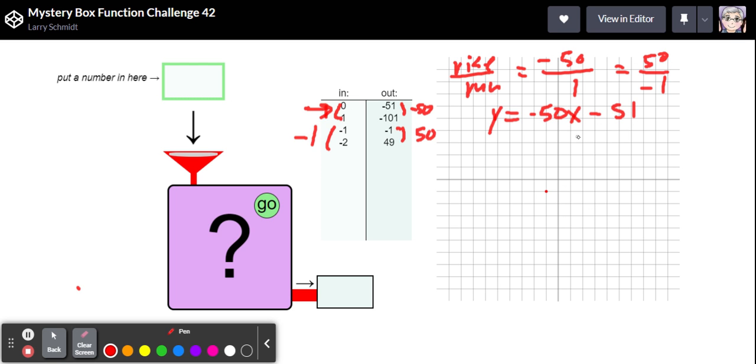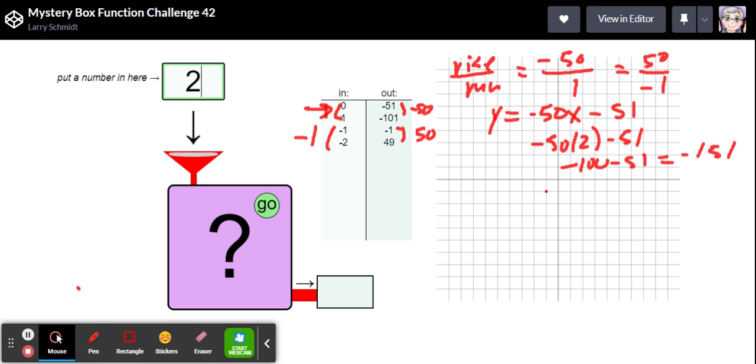I'd like to just test this with another point. So what would I get if, say, I put in 2? I would get negative 50 times 2 minus 51. So that's negative 100 minus 51. It should be negative 151. So let's go ahead and put in 2 and see if we get that. Yep, a negative 151. So I think we've got this.